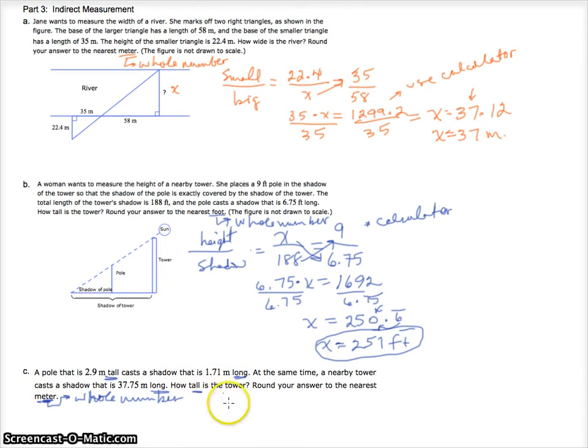I want to do again height to length, or height to shadow. The pole is 2.9 meters tall. The shadow is 1.71 meters long. The tower, we don't know how tall it is because that's what it asks. How tall is the tower? That's X. And the shadow is 37.75.